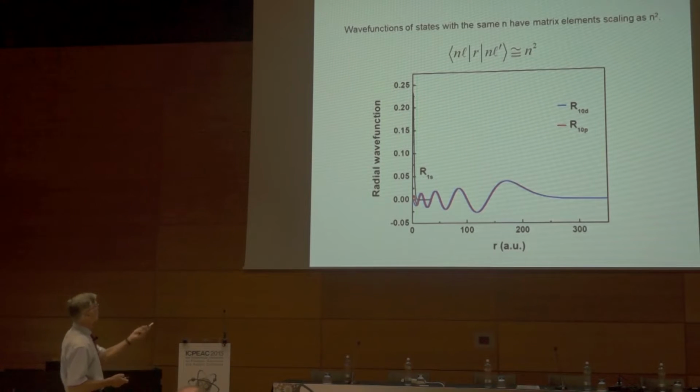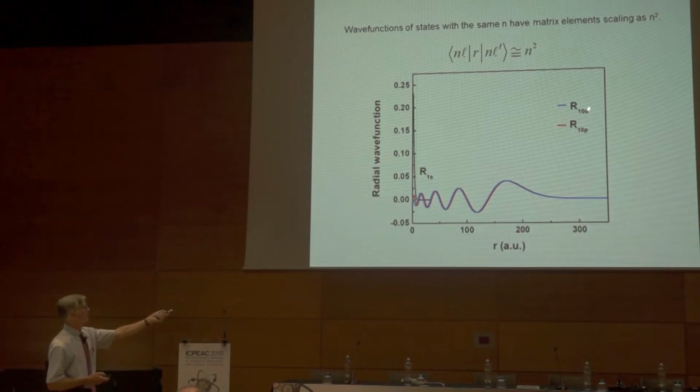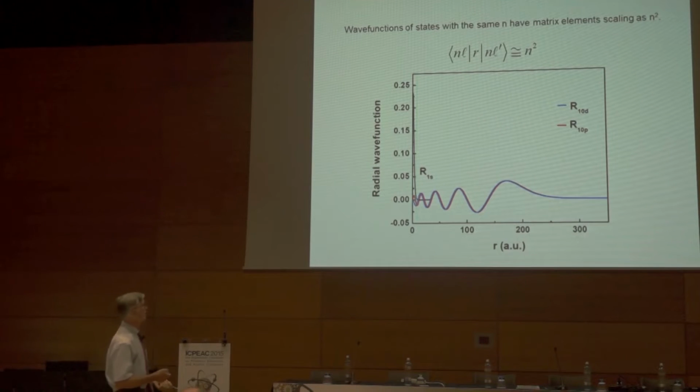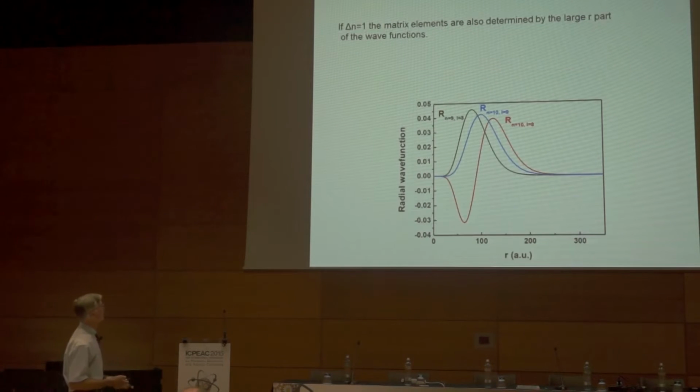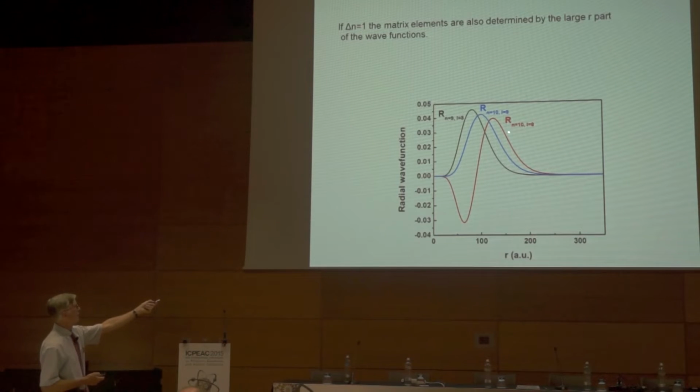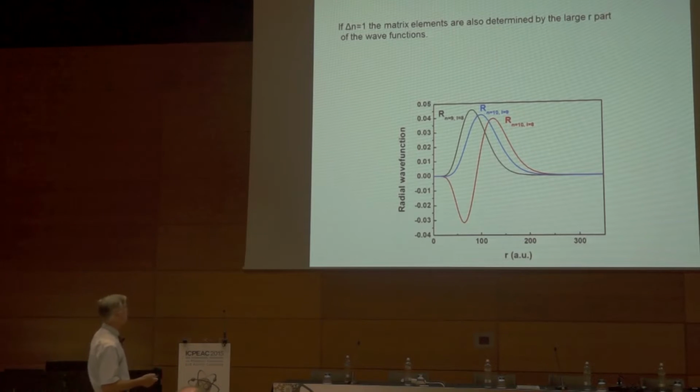Now, on the other hand, if you consider the matrix elements between 10p and 10d, they basically have wave functions which overlap almost everywhere, and so you wind up with electric dipole matrix elements that scale like n squared. Okay? And that's also true if I consider n equal 10, L equal 9, and n equal 8, L equal 8. They basically overlap at large radius. Okay? So they have matrix elements that scale roughly as n squared.